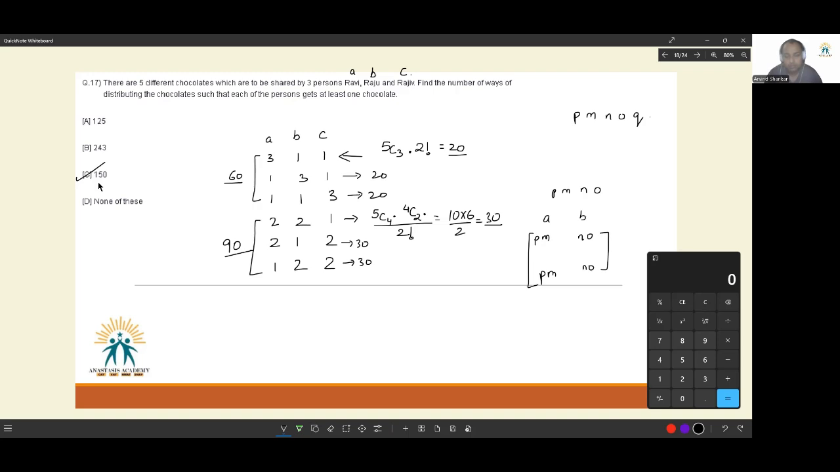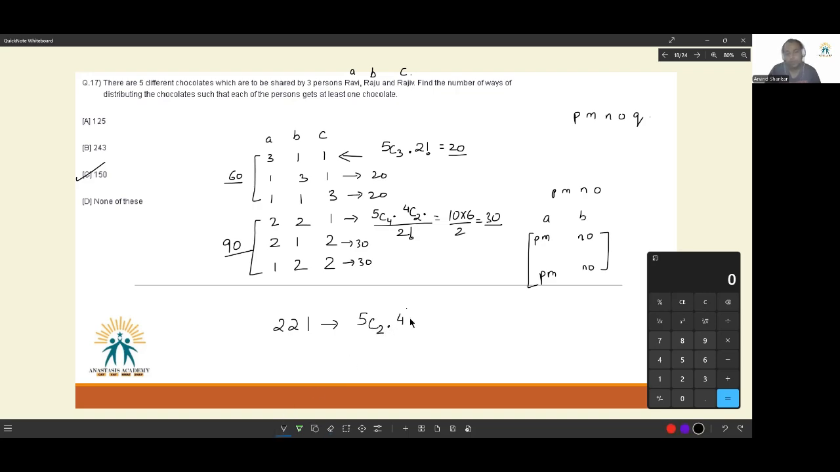I'm thinking perhaps there are other ways to write these down as well. Let's say for 2 to 1, I could also do 5C1 first, identify 1 chocolate that is going to the person who's getting 1 chocolate. Then for the 4 chocolates that are left, no, let's not do it this way. Let's do it slightly separately.